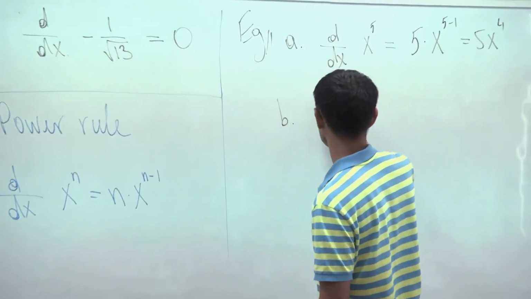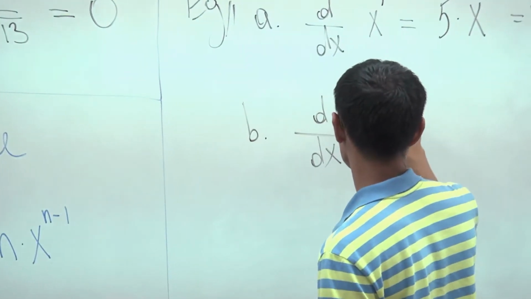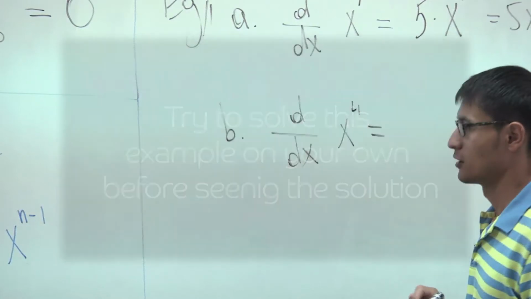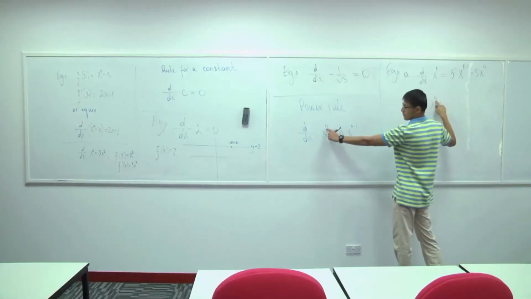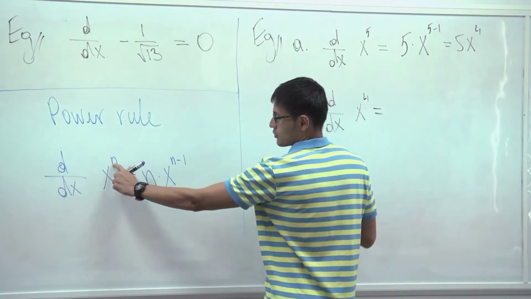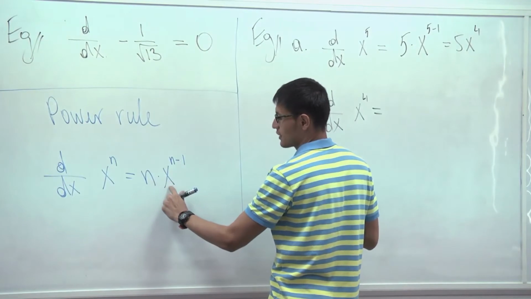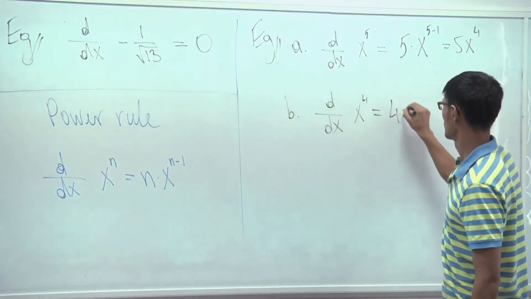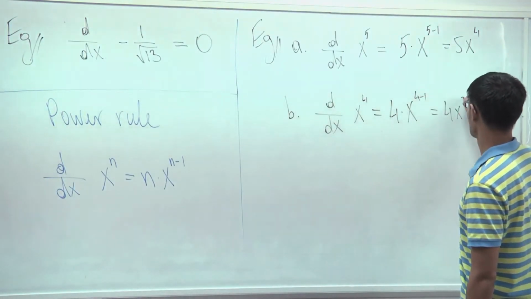Another example. Let's say you want to find the derivative of x to the 4. Okay, now in this case, n equals 4. So if this is 4, your answer will be 4 times x to the 4 minus 1. So you get 4x cubed.